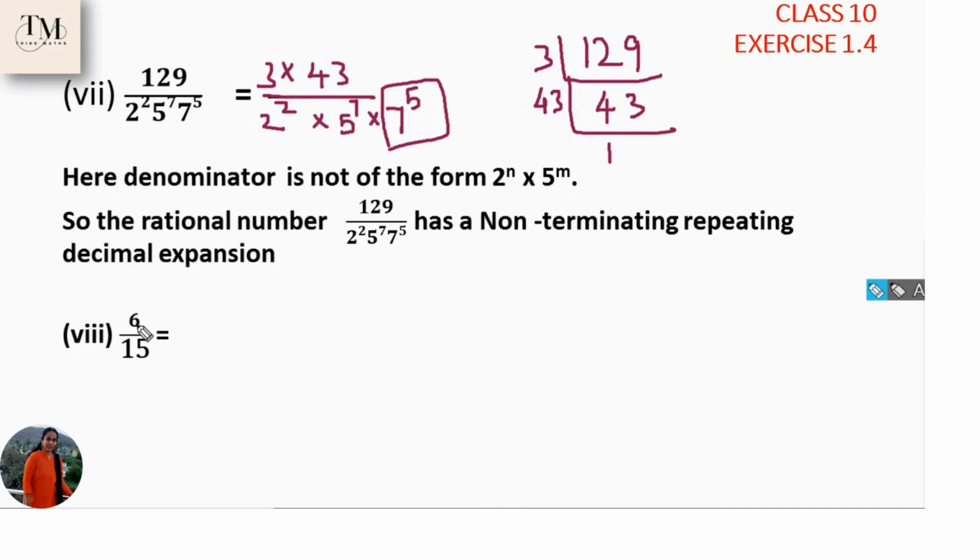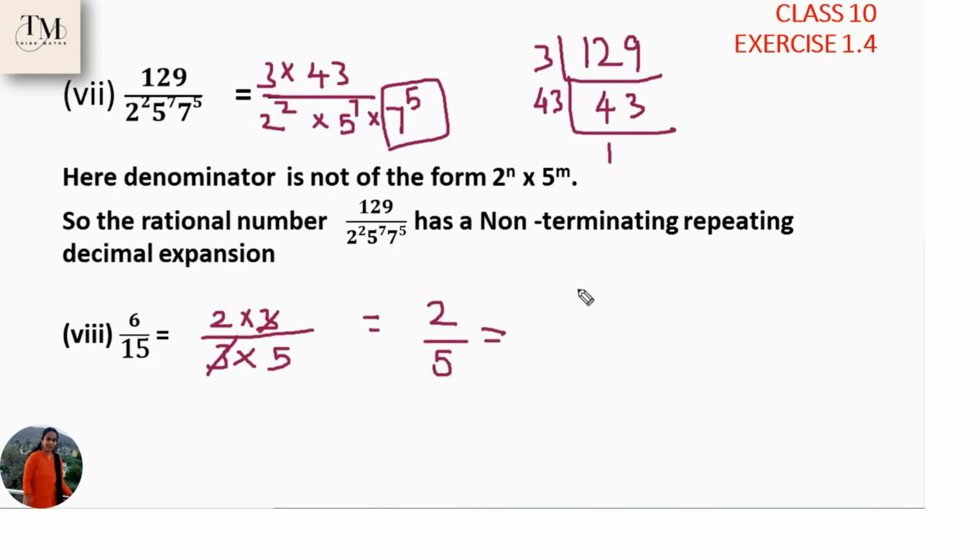So next problem, 6 divided by 50. So let us factorize this. So 6 can be factorized as 2 into 3. And 15 can be factorized as 3 into 5. So the 3 gets cancelled. So we can write as 2 divided by 5.